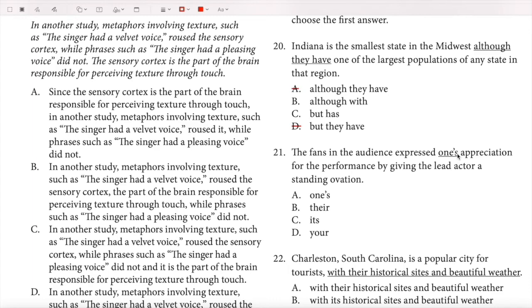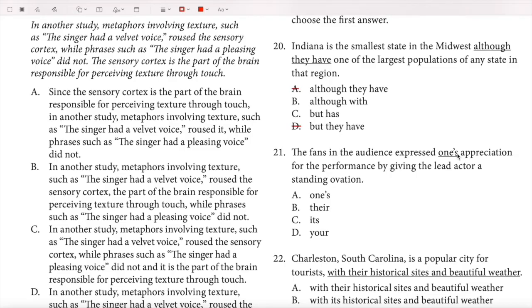Read it one more time. I think it'll be obvious if you read it again, now that you know to look for that. Read it. Indiana is the smallest state in the Midwest, but has one of the largest populations. Yeah, plug in. We know C works, but plug in B. I want you to hear why it's wrong.